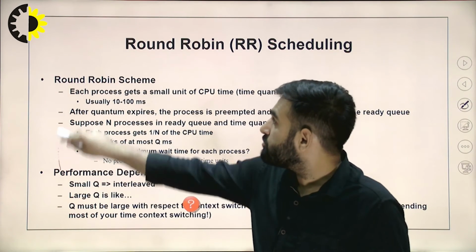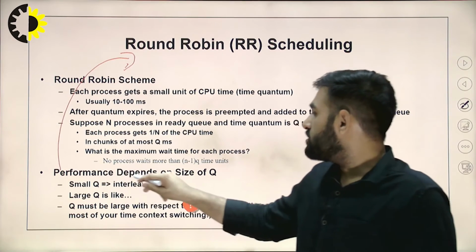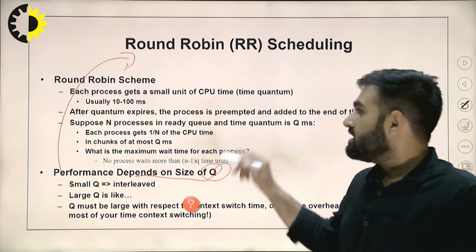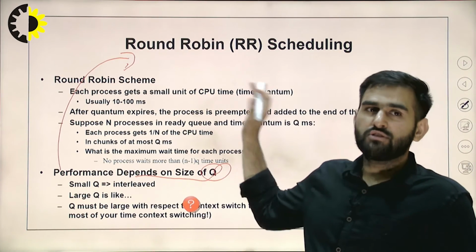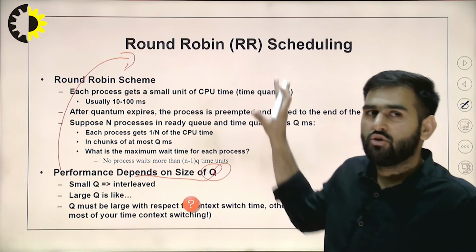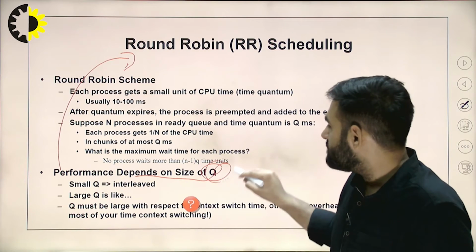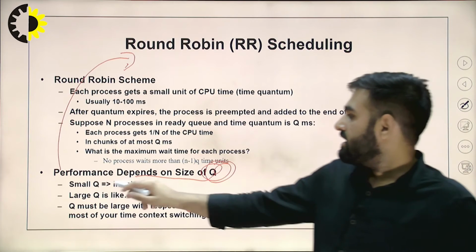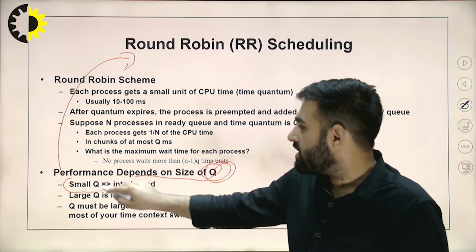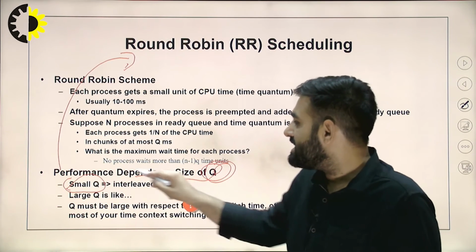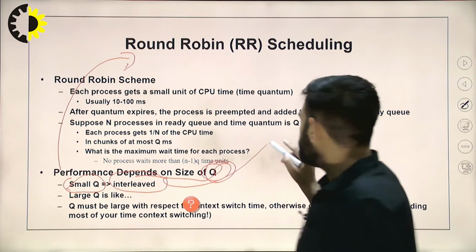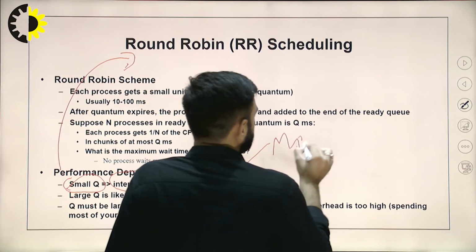The performance of round robin scheduling depends on the size of the quantum. Here in round robin scheduling, the main hero is the time quantum, the time slice. जितना छोटा रहेगा, the smaller the quantum, the more it is interleaved. That means more context switching.